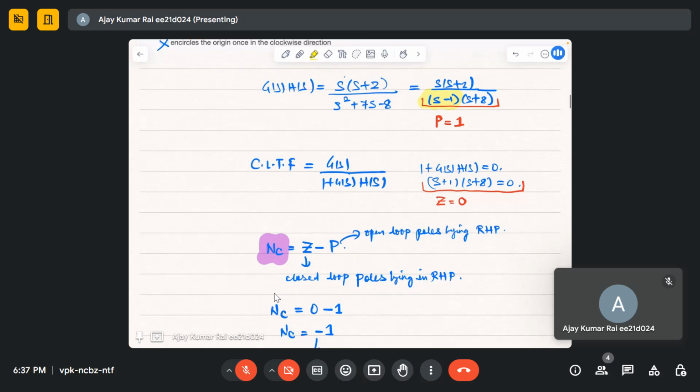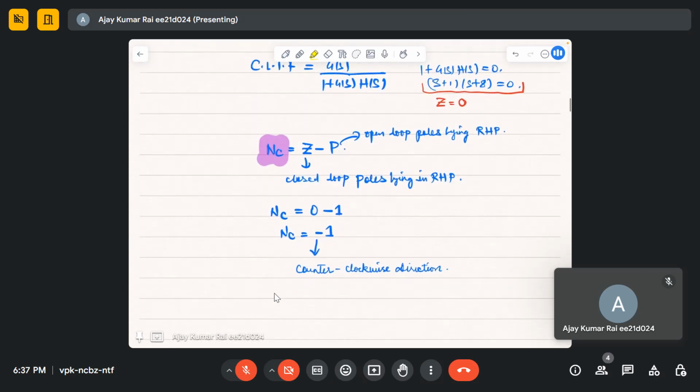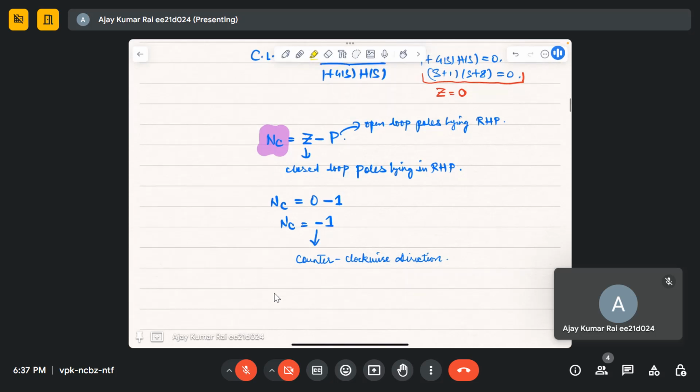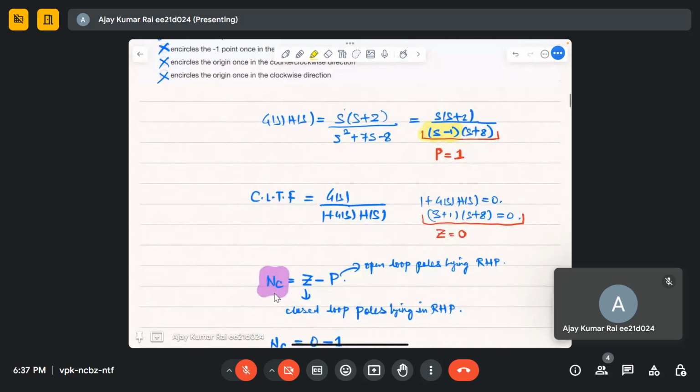And if you see the closed loop transfer function, 1 plus G(s)H(s) equal to 0, all the poles are lying in the left half plane. So that's why the value of Z is equal to 0, and 0 minus N_C is equal to 0 minus 1. So N_C is equal to minus 1. That means the minus sign indicates counterclockwise encirclement and 1 indicates one encirclement, right? So that's why the first option is correct. Any doubt in this case?